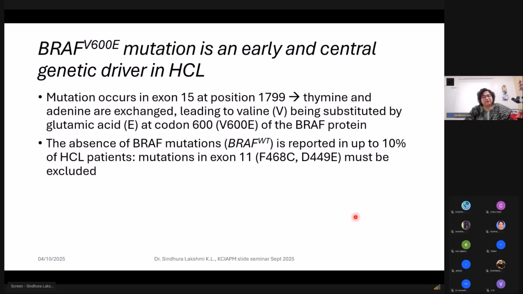Now, absence of BRAF mutation can be seen in 10% of cases. In such cases, exon 11 must be checked, because in these 10% of cases, exon 11 may be mutated. You can't just do BRAF V600E by Sanger sequencing and say that if it is negative, it is not HCL. If all other clinical features, morphology, and flow are corroborating, you must do exon 11 mutation as well.